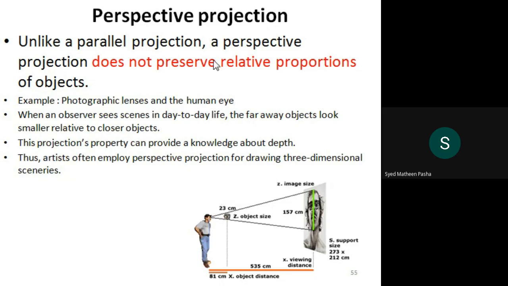Check out the points. Unlike a parallel projection, a perspective projection does not preserve relative proportions of the object. It does not tell you to preserve or consider the projections with respect to that particular object. That is, the angle of that particular object is not preserved either. What is an example of perspective projection? Photographic lenses and the human eye. The human eye is the best example of a perspective projection.